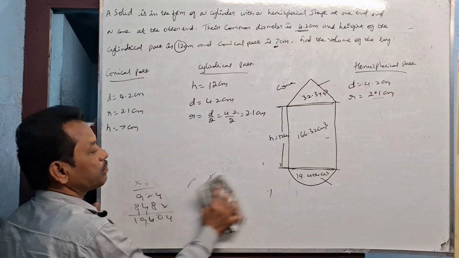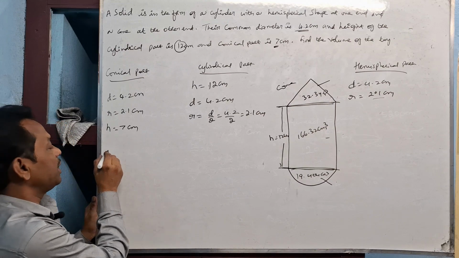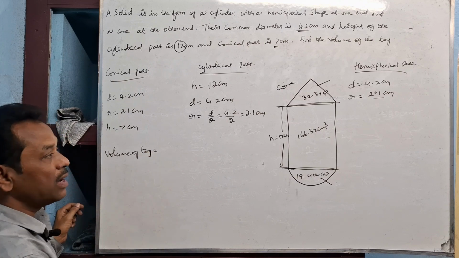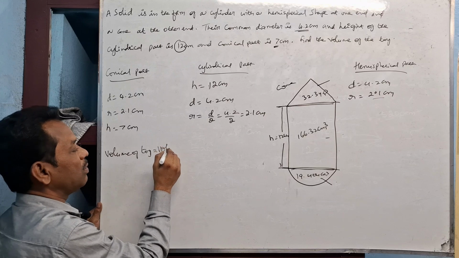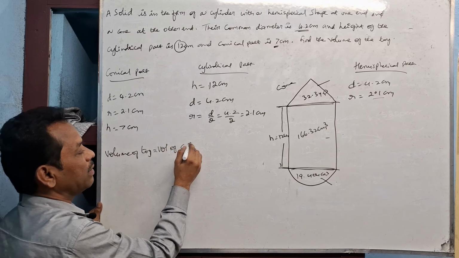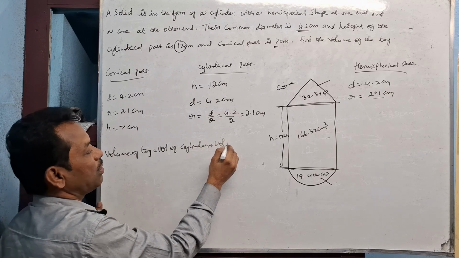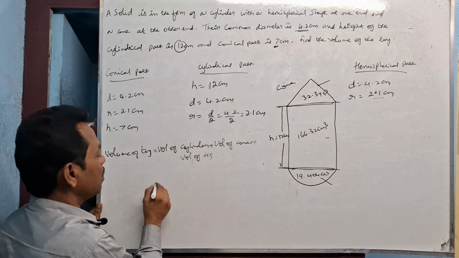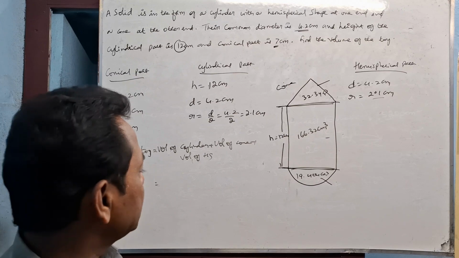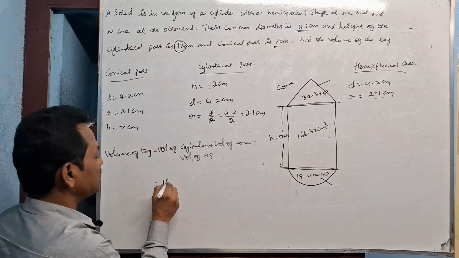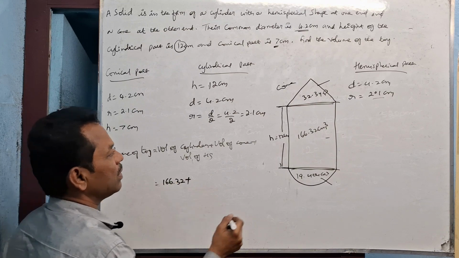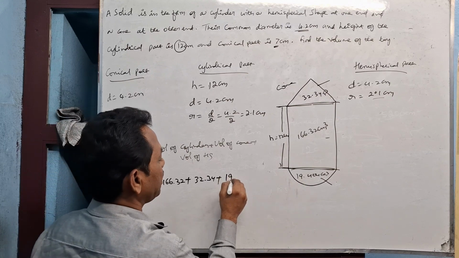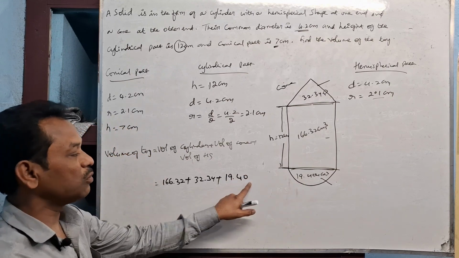The volume of the toy: how do we get it? Let me add all the volumes: the volume of the cylinder plus the volume of the cone plus the volume of the hemisphere. The volume of the cylinder is 166.32 plus the volume of the cone, 32.34, plus the volume of the hemisphere, 19.40. Two digits after the decimal are enough.